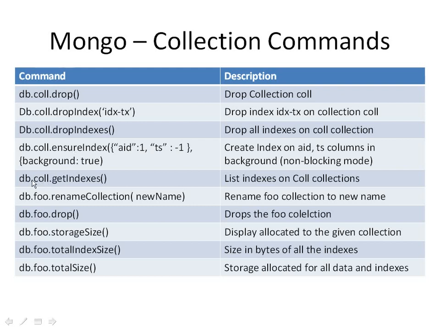So this is how we get to know what all indexes are present in a collection. If I want to rename a collection, then I can use the renameCollection command. If I want to drop a collection, then I can drop a collection. If I want to see what is the size allocated to a collection, then I can do that. So these are some commands which are collection specific, or specific to a table.